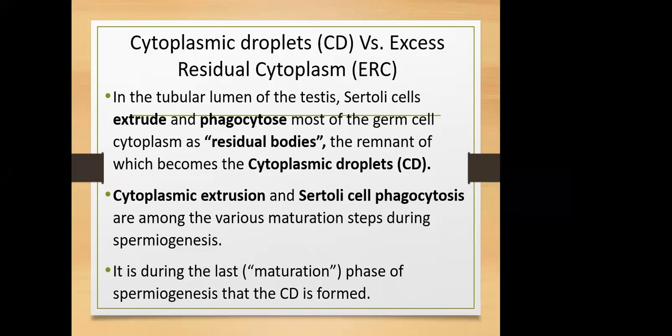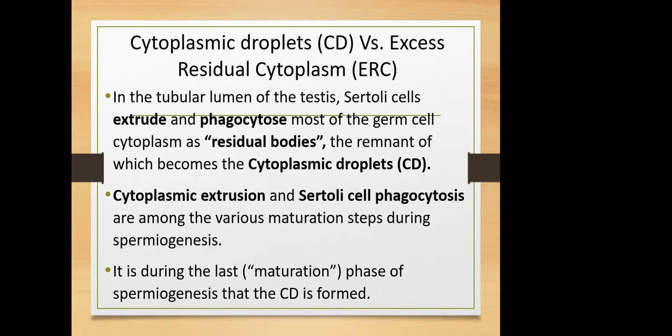So cytoplasmic extrusion and Sertoli cell phagocytosis are like the same phenomenon, the same procedure. And all this will happen as part of the steps that will ensure that the sperm become mature. These are all processes that happen in spermiogenesis, not spermatogenesis, spermiogenesis. So it is during the last maturation phase of spermiogenesis that the cytoplasmic droplet is formed.